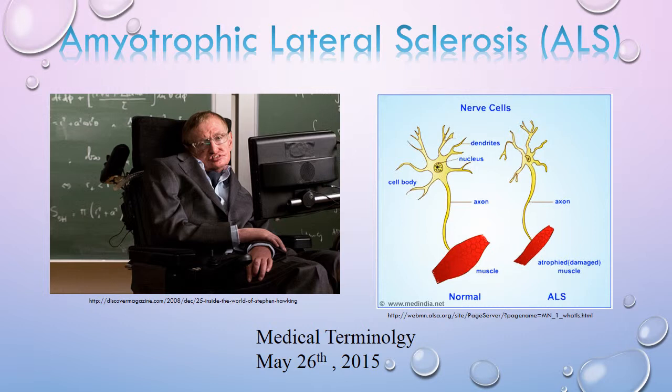In the word amyotrophic, A means no, myo means muscle, and trophic means nourishment. So as a whole, it means there's no muscle nourishment. And when there is no muscle nourishment, then the muscle begins to atrophy or waste away.